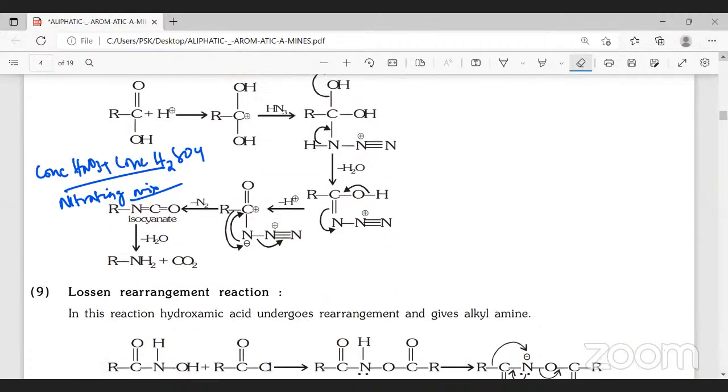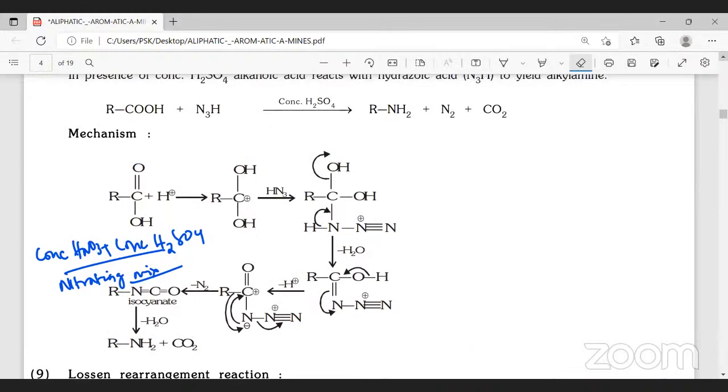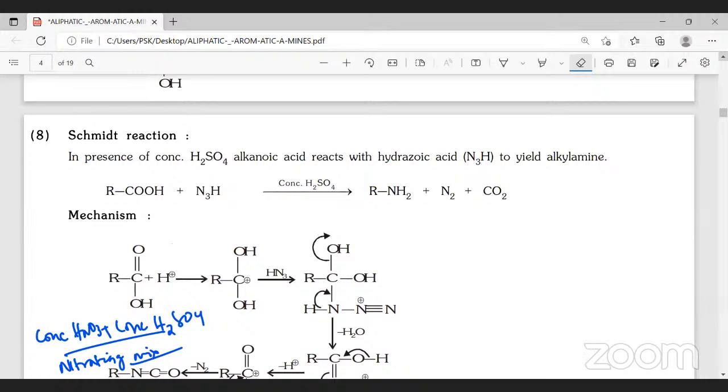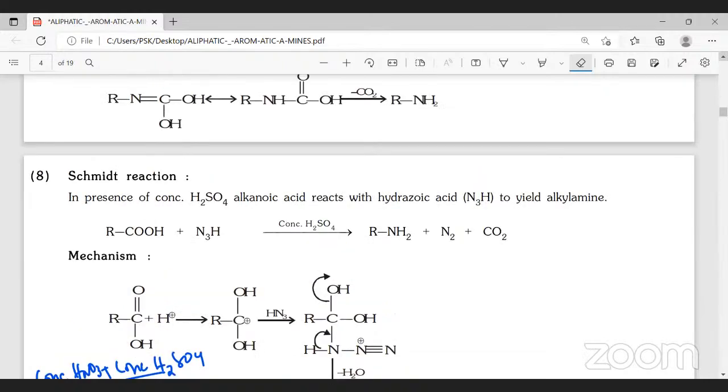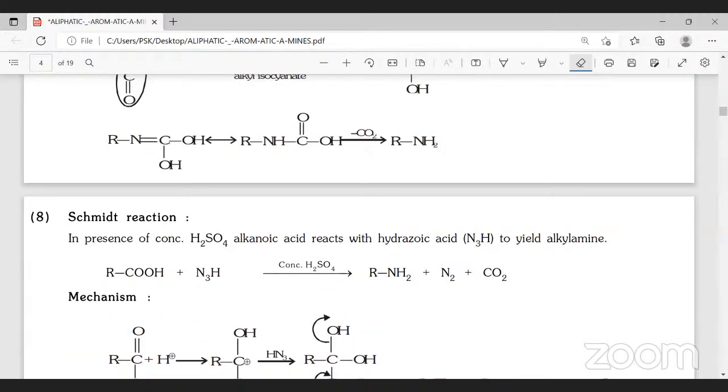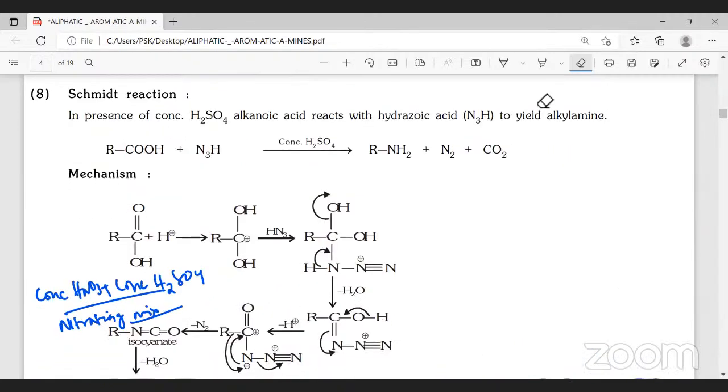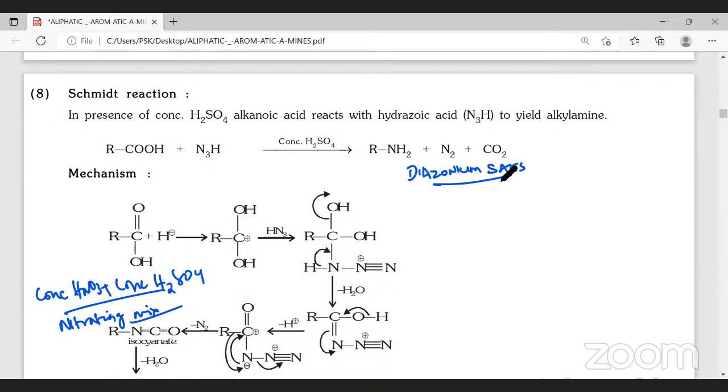The next topic we'll be learning is the diazonium salts. Now, what are diazonium salts? Di stands for two, azo stands for nitrogen. Salts containing two nitrogens are called diazonium salts.